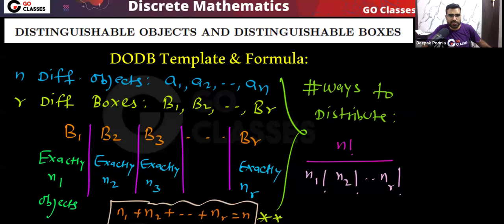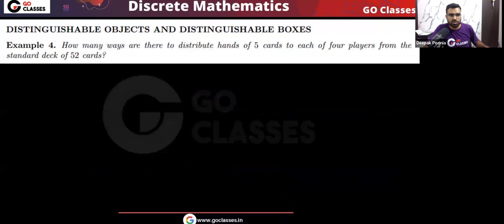Okay, if you want to apply this direct formula in this situation, let's solve this question. This question we have already solved, but let's solve it with the direct formula. How many ways are there to distribute 5 cards to each of the 4 players from 52 cards?